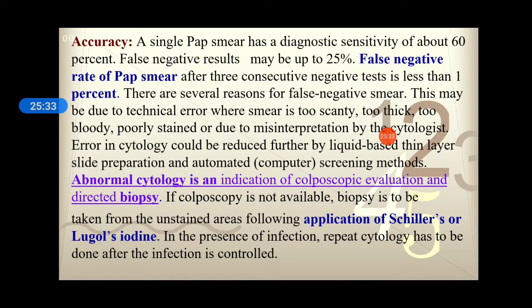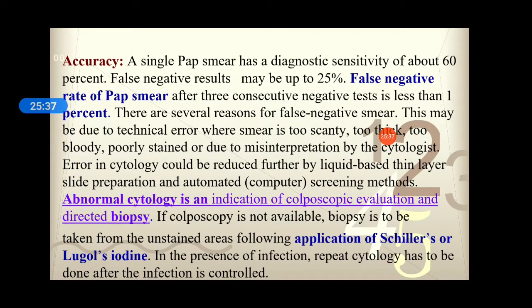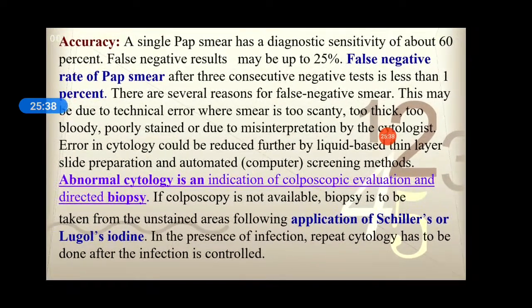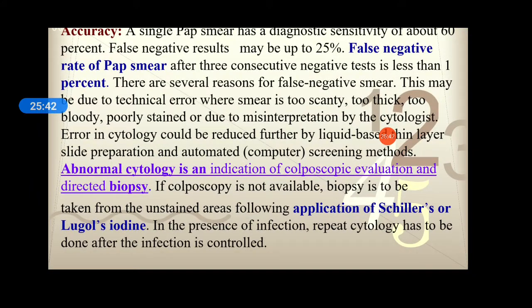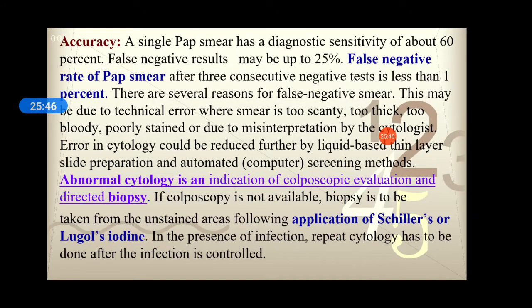Errors in the cytology could be reduced further by liquid based thin layer slide preparation, and automated or computer screening methods. Abnormal cytology is an indication for colposcopic evaluation and directed biopsy. So if you find any abnormal cytology, what should you do further, whether you can confirm it as cancer or you need to go for any other investigation or testing? Yes, you need to go for a colposcopic evaluation and a directed biopsy directly under the scope of colposcopy, with the help of a colposcope you have to go for the evaluation.